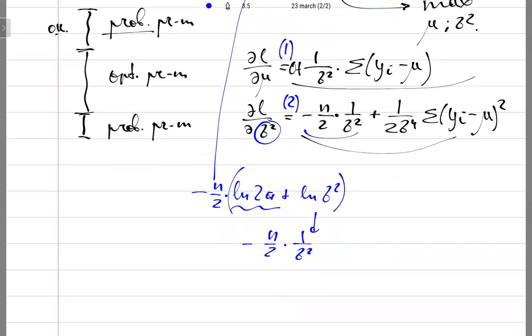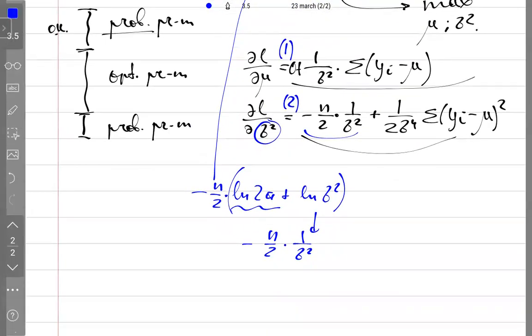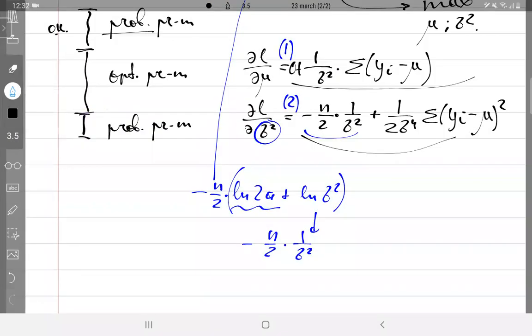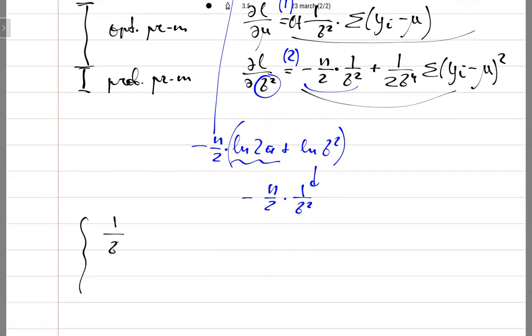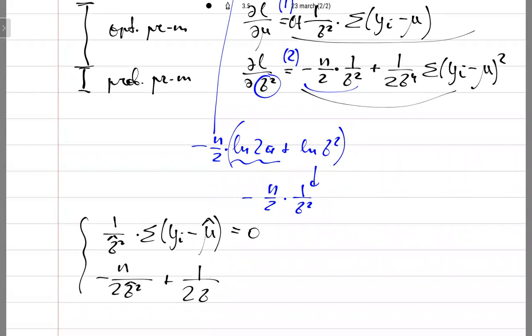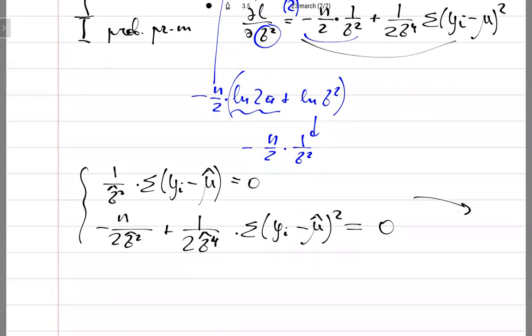Okay, so we can obtain the extremum. If we write the system of equations: 1 over sigma squared hat times the sum of y minus mu hat equals 0, and minus n/2 sigma squared hat plus 1/2 sigma power 4 hat times the sum of y minus mu hat squared equals 0. And so we need to solve this system.